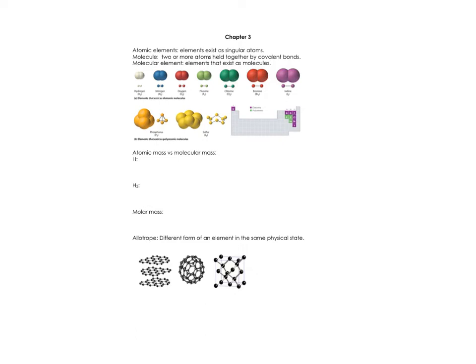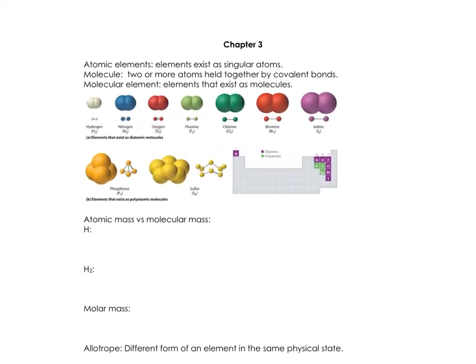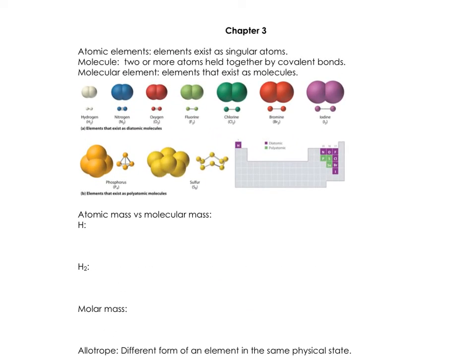So in chapter 3, we start to introduce matter and ways that we can deal with it from a theoretical standpoint and put things into a perspective that lets us do calculations that are fairly representative of the things that we see in chemistry. So the first thing we're going to talk about is elements, as well as what a molecular element is and what a molecule is. So, atomic elements are those that exist as singular atoms.